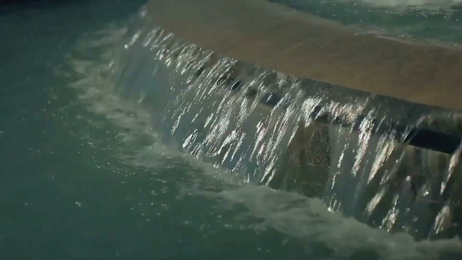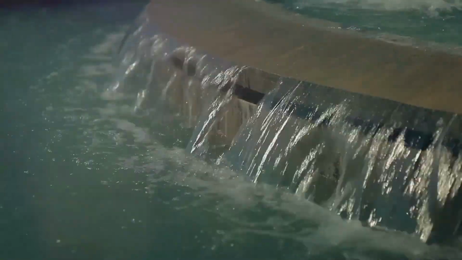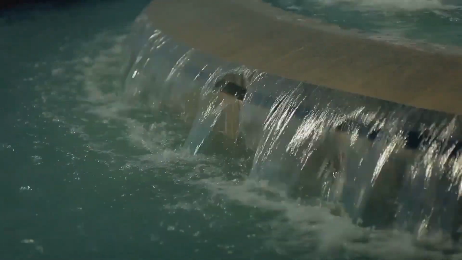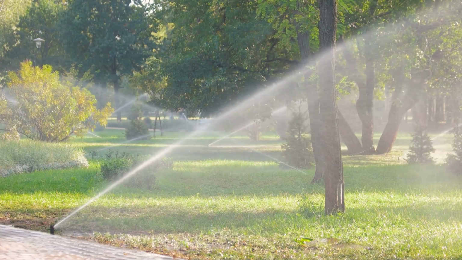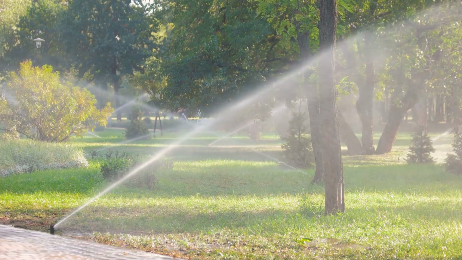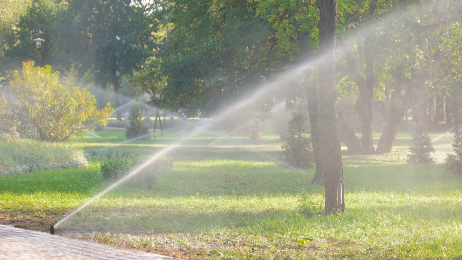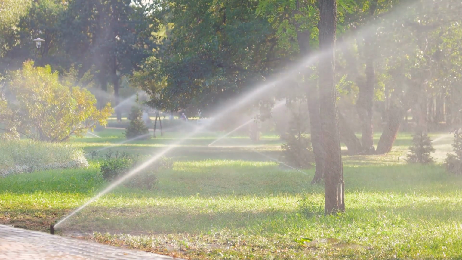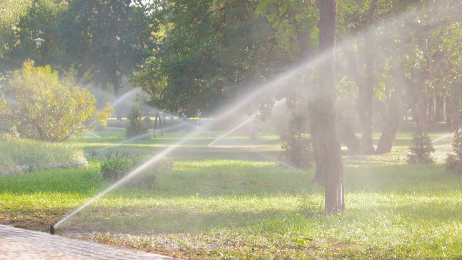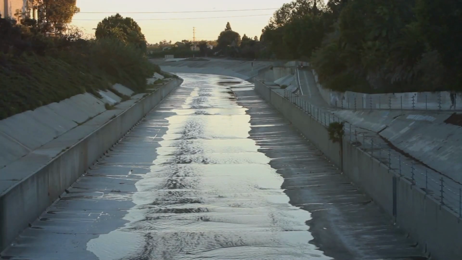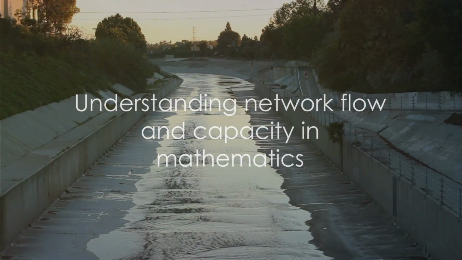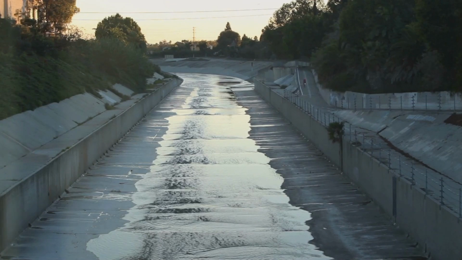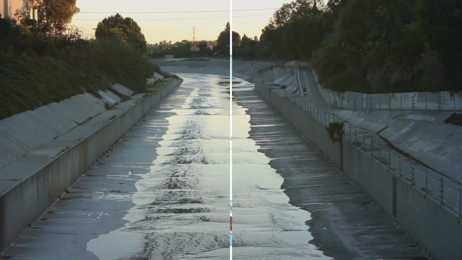For instance, imagine a city's water supply system. The nodes could represent different locations, homes, offices, and parks, while the edges symbolize the pipes connecting these places. This network helps us understand how water flows from one location to another, and if there's a problem, where it may be occurring. Now that we understand what a network is, it's time to dive into the heart of the matter. Flow, capacity, sinks, and sources.